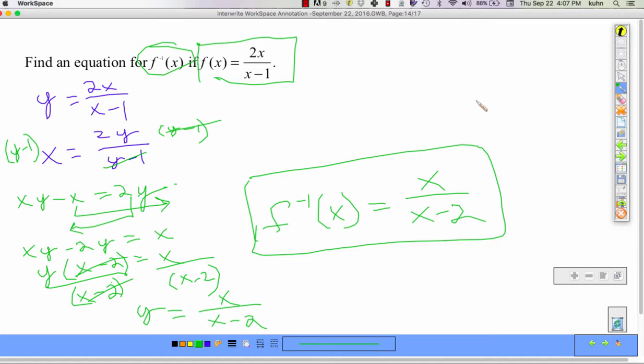I know I went kind of quickly on that, but you can watch it again on Schoology if you so choose. The moral of the story is interchange the x's and y's and solve back. There will be some practice on this in your homework as well.